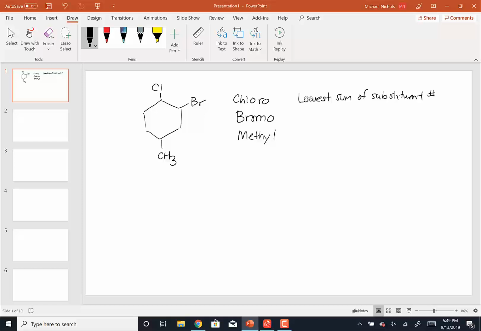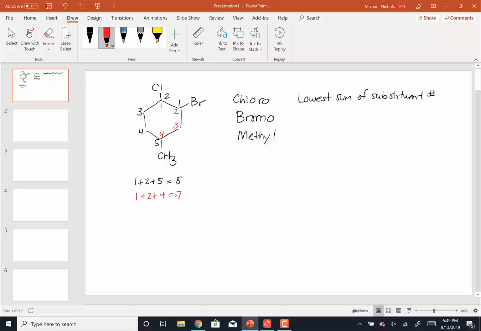So let's just say, for the sake of argument, we decide to start at bromine number 1. So bromine, we could go 1, then 2, then 3, then 4, then 5. So the sum there would be 1 plus 2 plus 5, which would be 8. Can we do better than 8? We actually could if we went chlorine 1, bromine 2, that carbon 3, and then the methyl group 4. That would give us 1 plus 2 plus 4, which would equal 7.